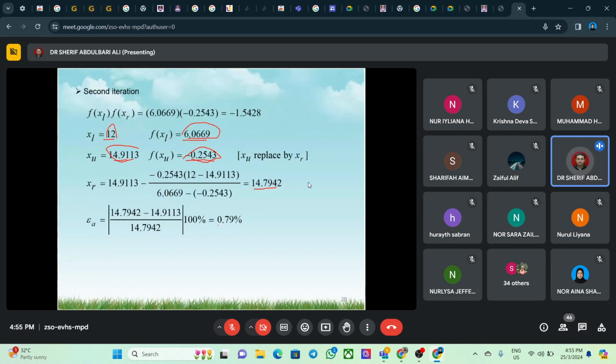So for the next iteration, I need to find the function of x lower times the function of xr, whether it's greater or less than 0. So in my case in here, still less than 0. So this means again, x upper will take the value of xr. So still this one is 12. This is 14. Find the function for both values and calculate a new value of xr.